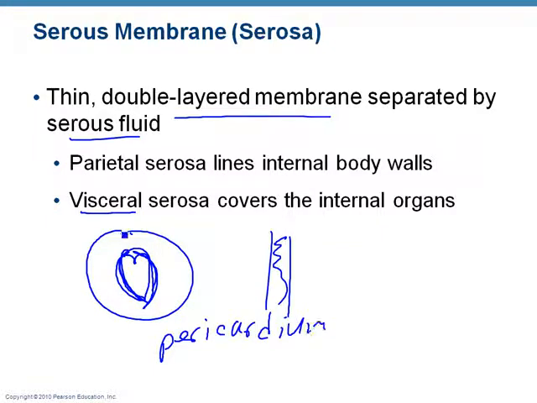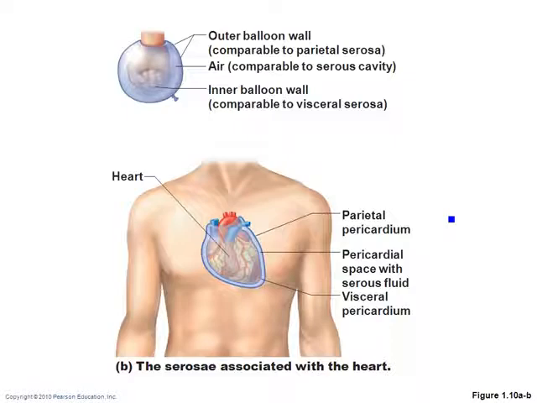And the membrane that lines the wall is the parietal pericardium. So parietal means it lines the wall of the cavity, and visceral means it actually is sitting on top of or in contact with the actual organ. So in this case, here again, we have our heart. You see the double-walled layer. The layer adjacent to the heart is the visceral pericardium. The layer along the cavity is the parietal pericardium.